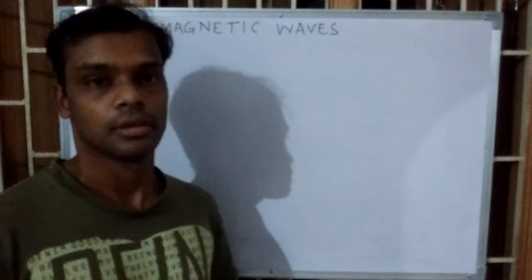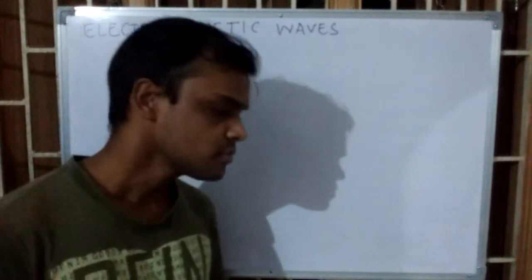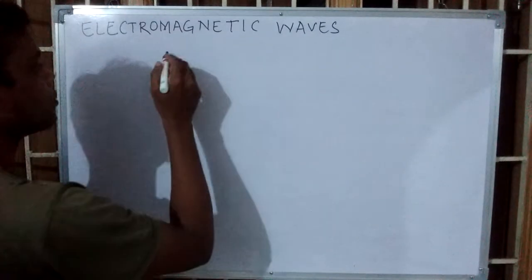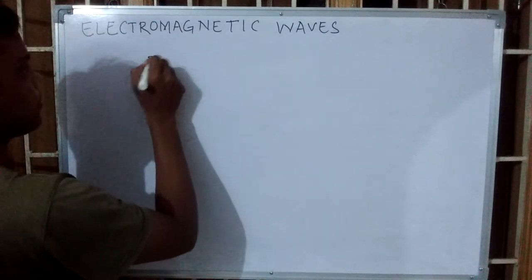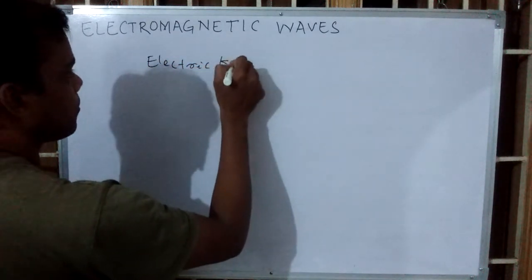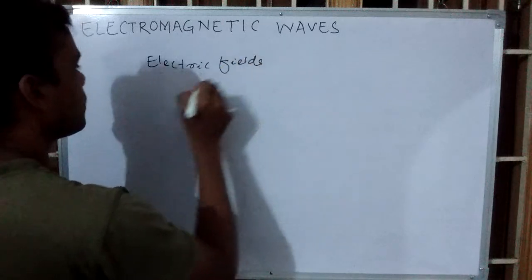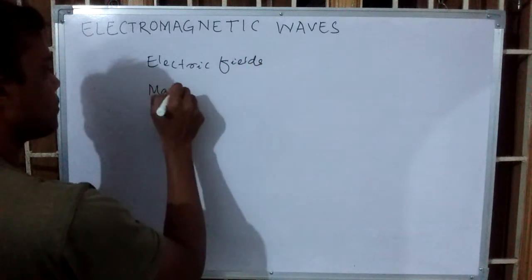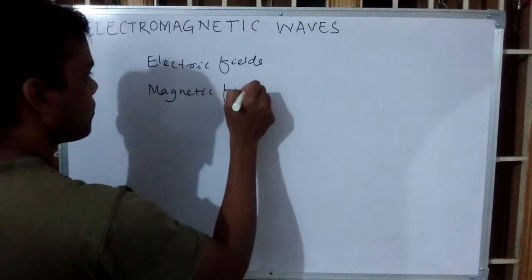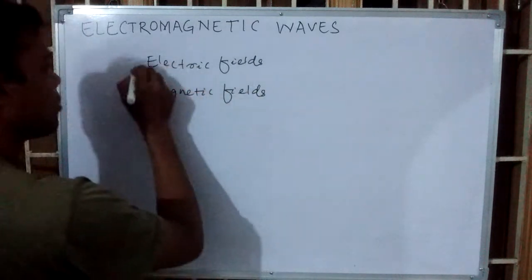Today we shall discuss a new chapter, that is electromagnetic waves. So basically, electromagnetic waves are nothing but both electric field and magnetic field coupled together.